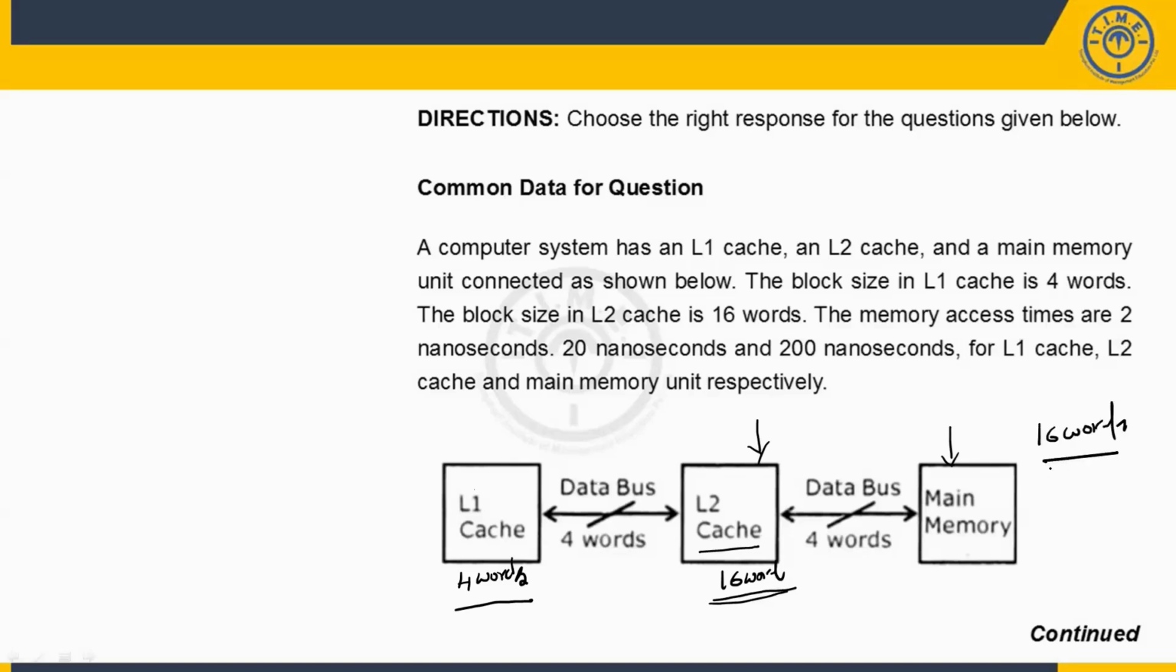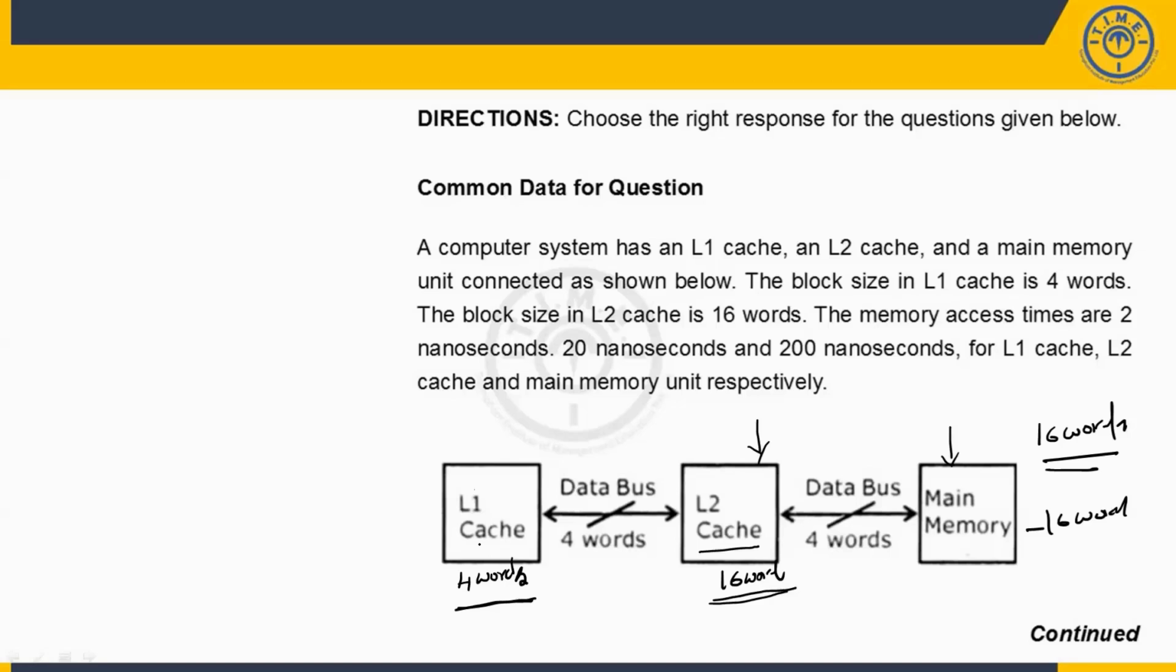One more time, the cache which is nearer to the main memory maintains a block size equal to the main memory block size. Since the L2 cache block size is equal to 16 words, the main memory block size should also be equal to 16 words. But in a multi-level cache, the caches which are far from main memory will be maintained with a smaller block size. Here the block size of the L1 cache is equal to 4 words. Now, we are asked for the total time required to make a transfer from L2 cache to L1 cache.